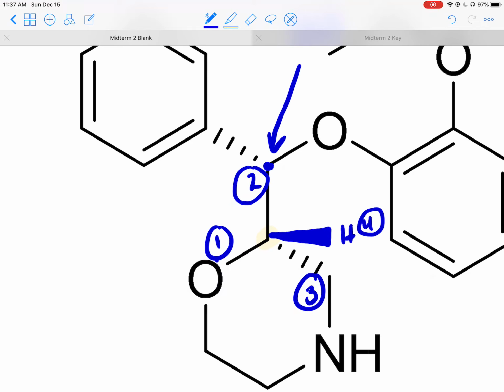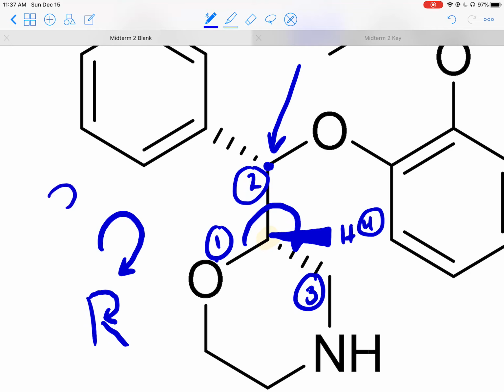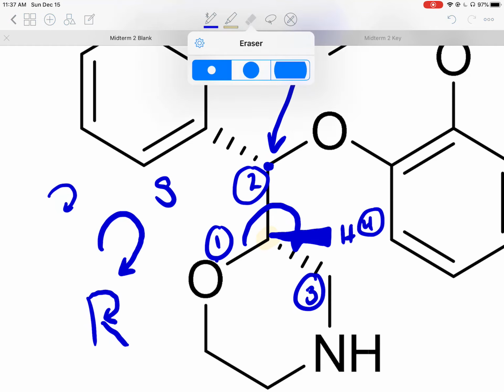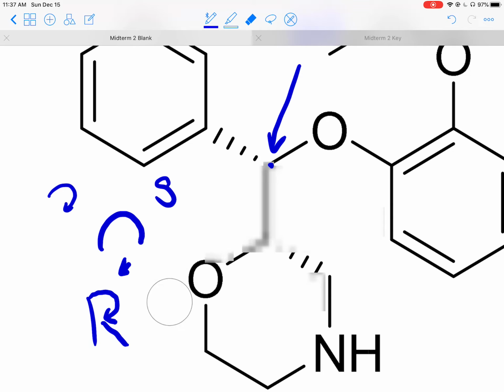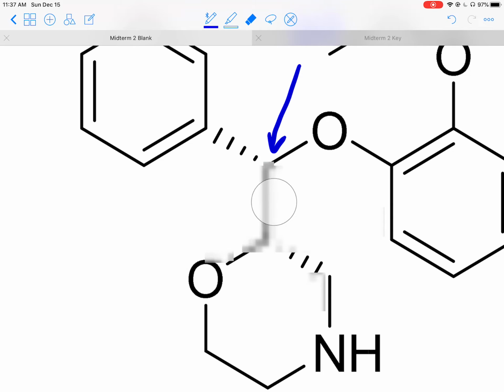Okay, so we're going to draw an arrow curved from 1 to 3. And let's look at this curve. Again, that's like what we would draw for an R, right? So that would be an R, but our fourth priority is in the front, so we're going to switch it again. That's going to be an S instead. And so both of our centers are S. Let's figure out what that tells us.